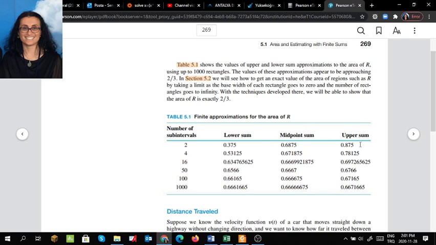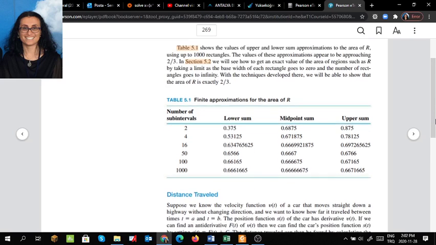Although at the very beginning, when you have fewer rectangles, which means fewer sub-intervals, sub-intervals is the same as rectangles you form. Sub-intervals correspond to the width of the rectangle that you're going to form. If you have 2 sub-intervals, you have 2 rectangles. If you have 4 sub-intervals, you have 4 rectangles, etc. So these are the 3 different ways to approximate the exact area.